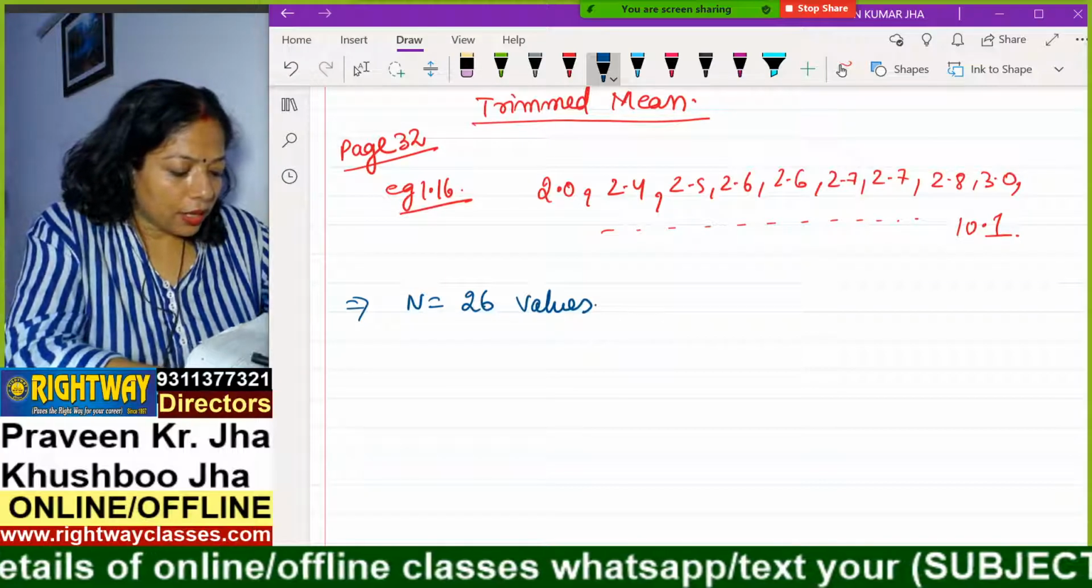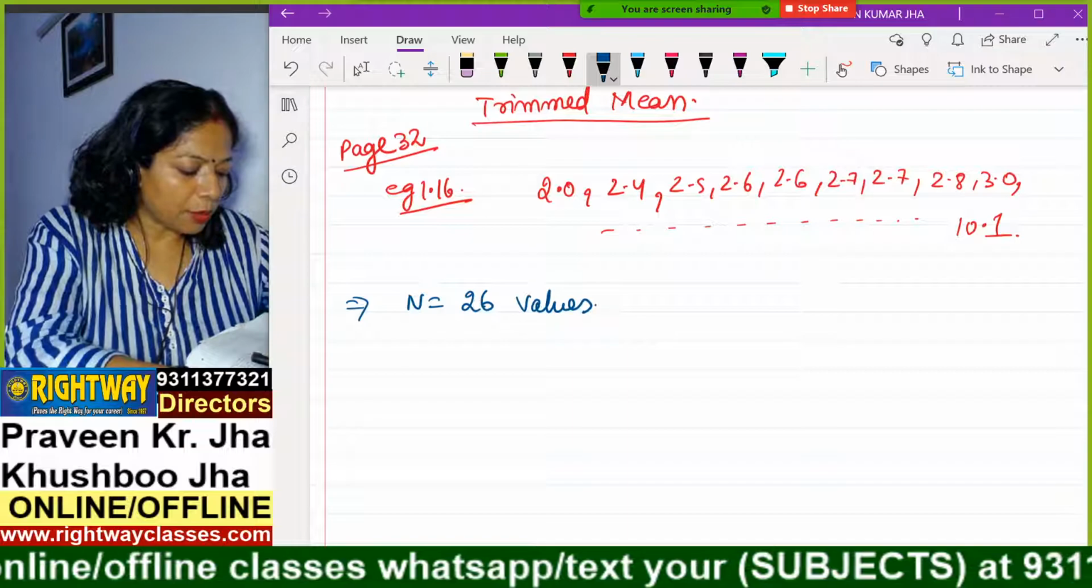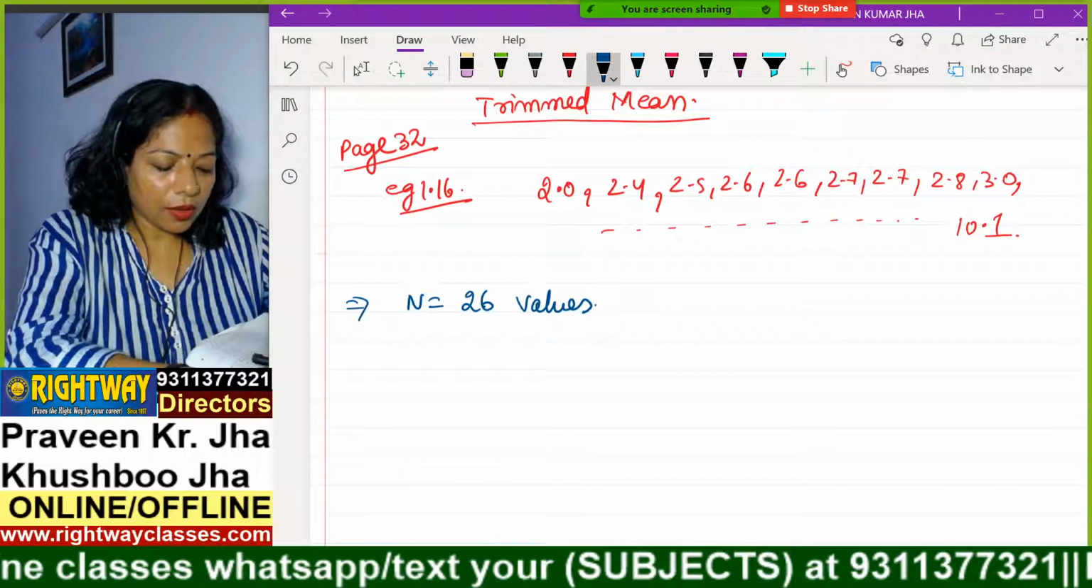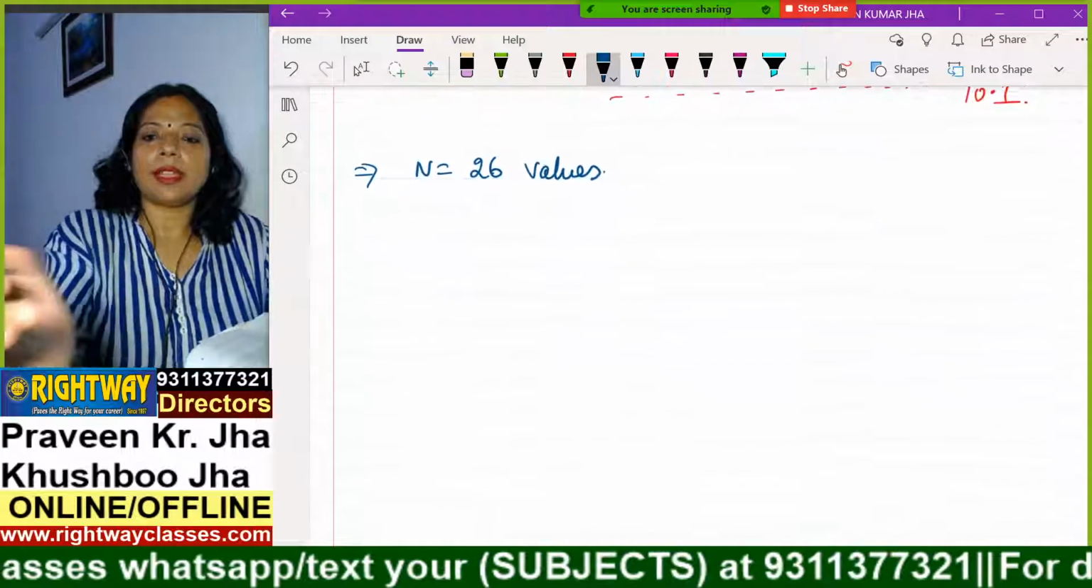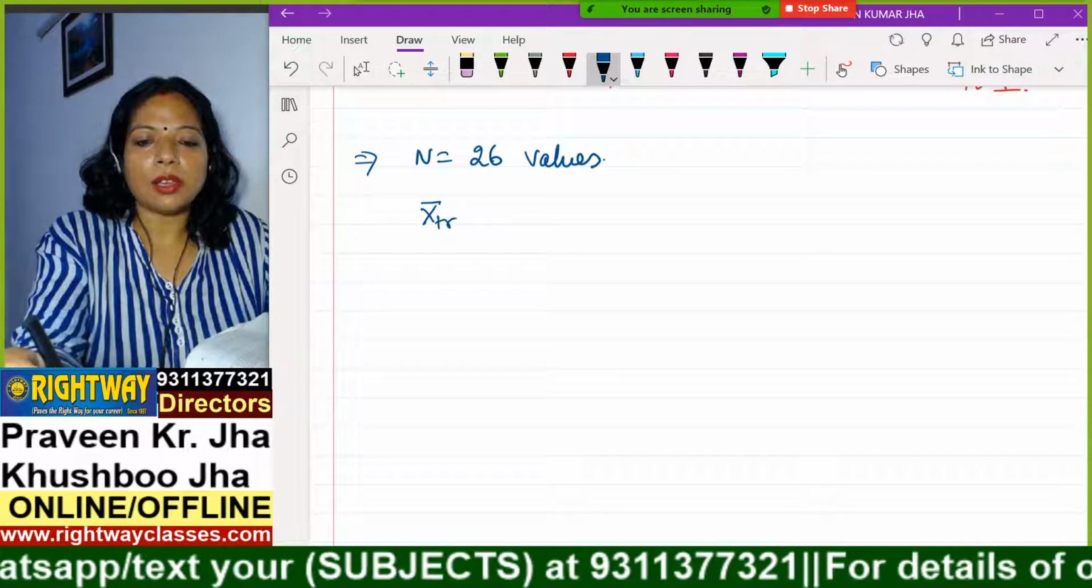And they are asking about the trimming percentage. A trimmed mean with a trimmed percentage of 2 by 26, about 2%. They are asking about the x trimmed mean at 2%.